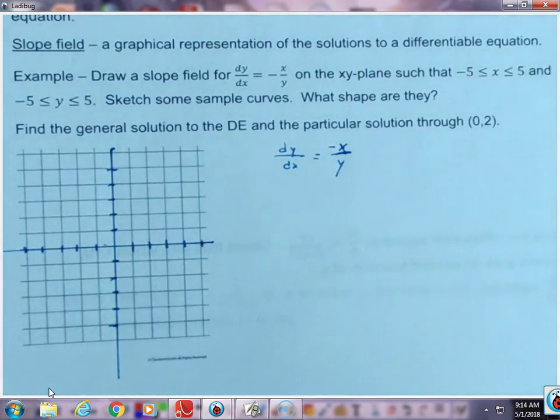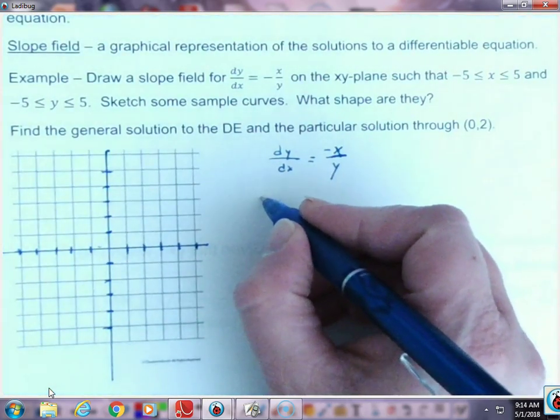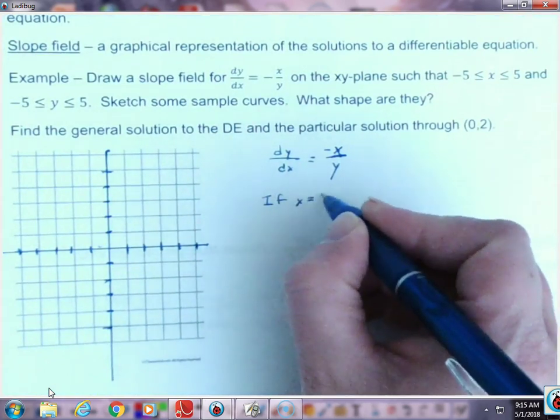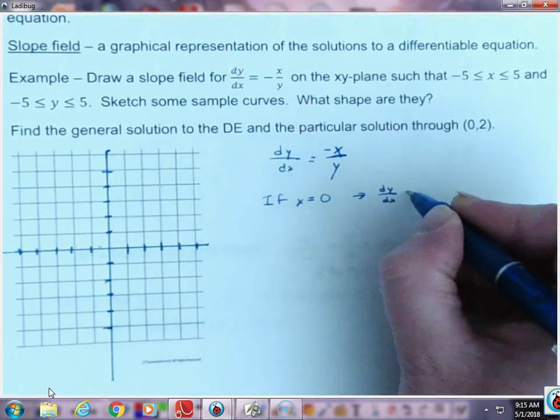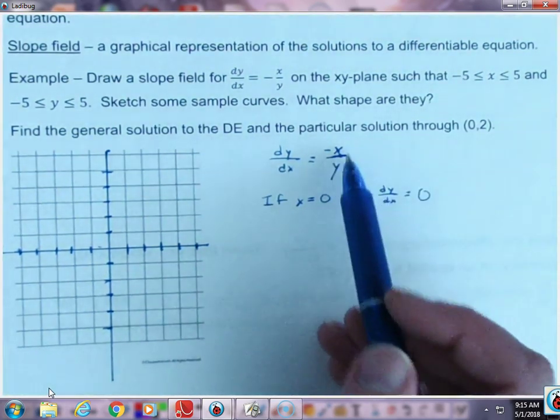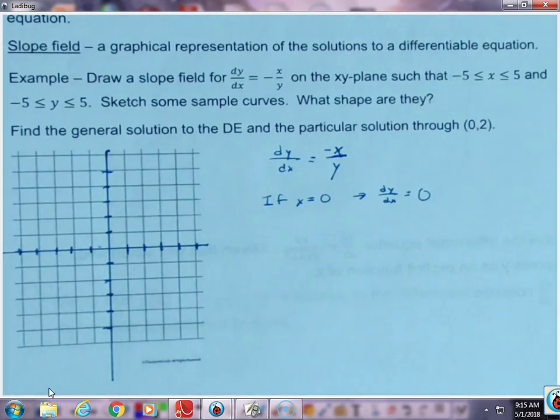Okay, so what I'd like to do, basically you substitute in an x and a y, and you figure out what the slope would be at a point, and you try to draw a little tiny line that has that slope at that point. But I don't really want to do it for 100 points, because that would be an awful lot of points to do. So I want to try to figure out some patterns. One of the things I can do is figure out what would happen if x was 0. Okay, so if x was 0, doesn't matter what y is, dy/dx would be what? 0. It would be 0 over something. So what that means is that if x is 0, then the slope is going to be 0.